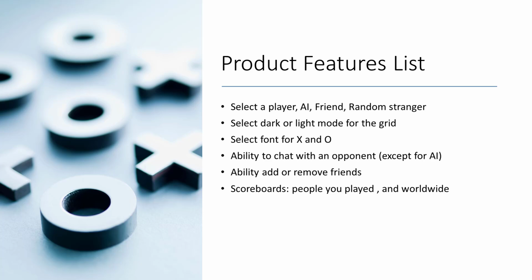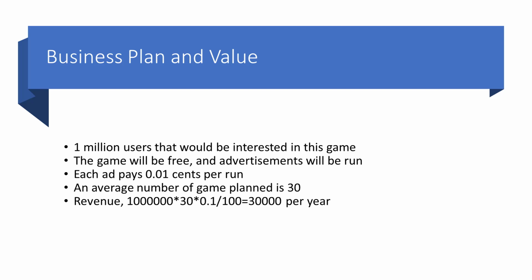Select dark or light mode for the grid. Select font for X's and O's. Ability to chat with an opponent, except for AI. Ability to add or remove friends. Scoreboards: people you played, and worldwide. Next, the value to the business.